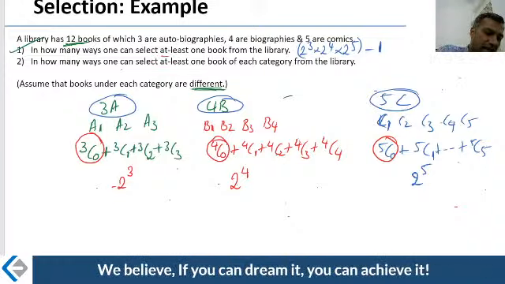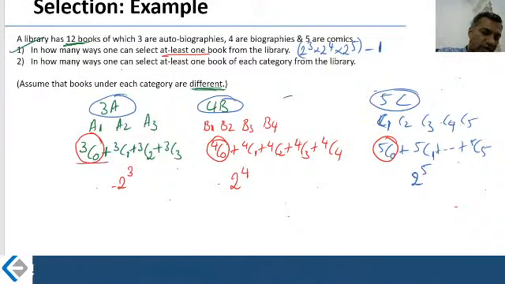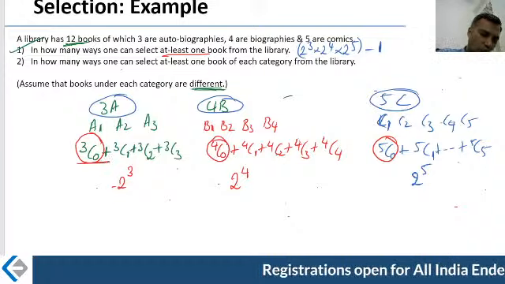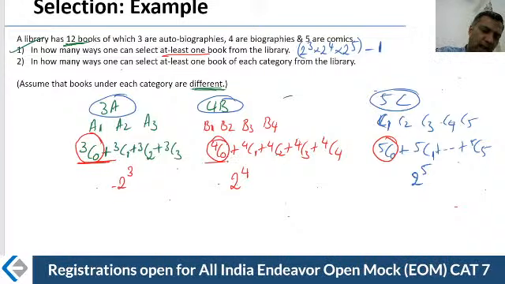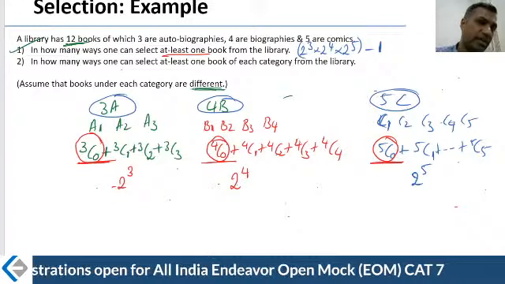You have to select at least 1 out of 12. You can't return empty handed. So there is only one case. What is that one case? When all these three coexist, you may say no two times. You may say that autobiography I don't want, biography I don't want. That's okay, that is fine. But you can't say all three times I don't want, I don't want, I don't want. Then you'll be returning empty handed.